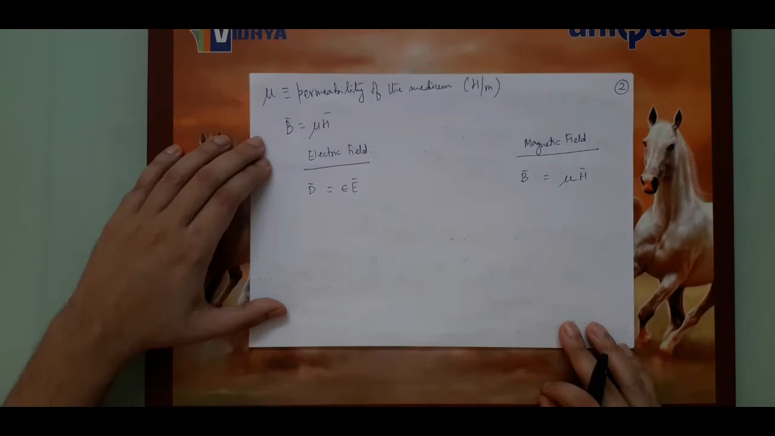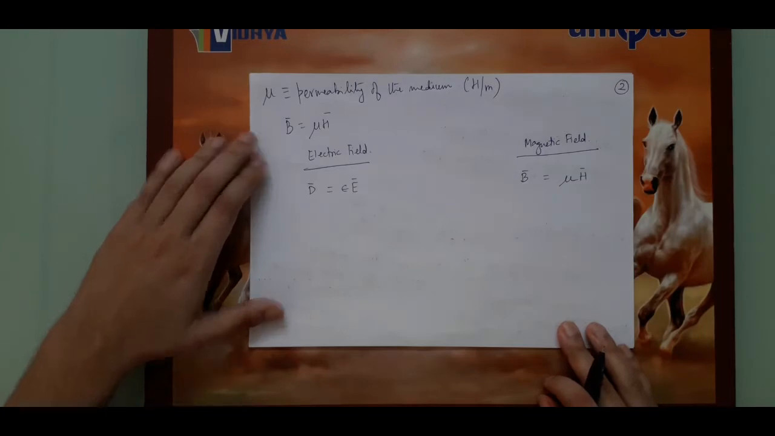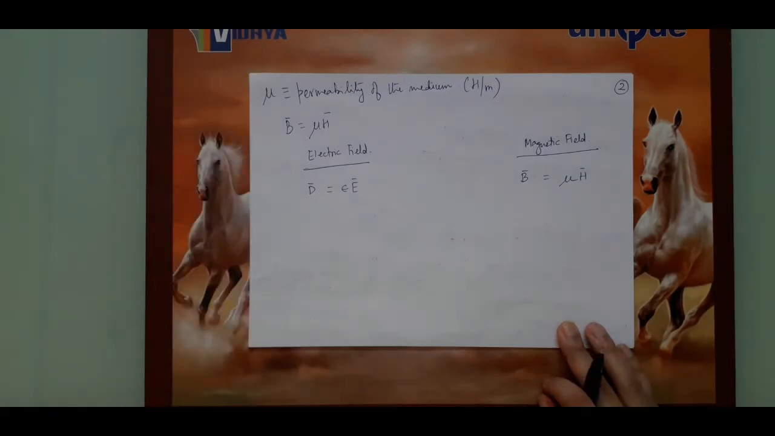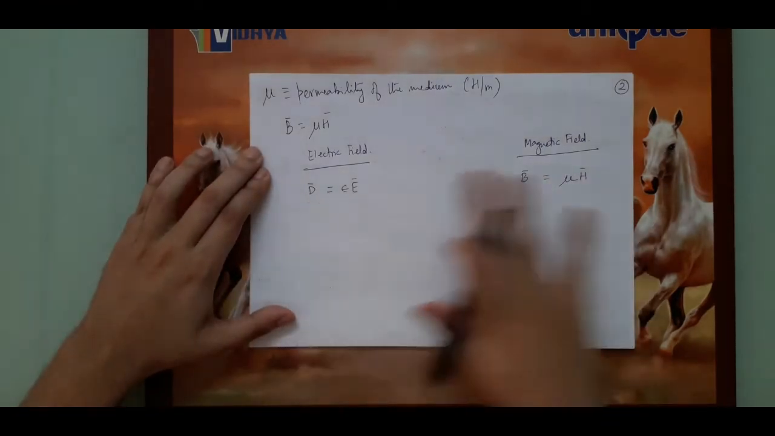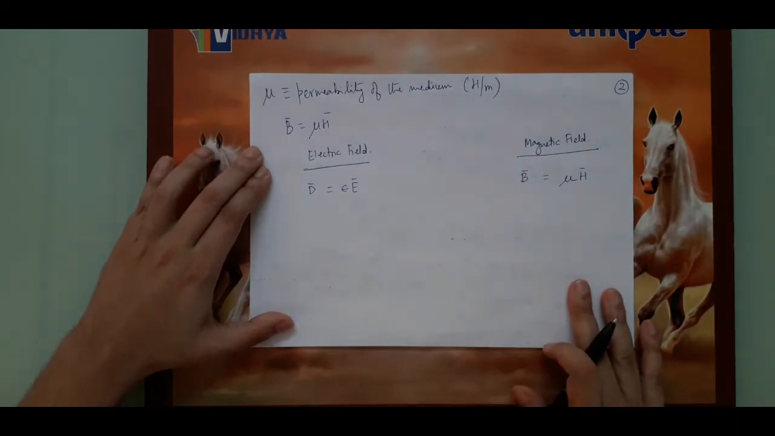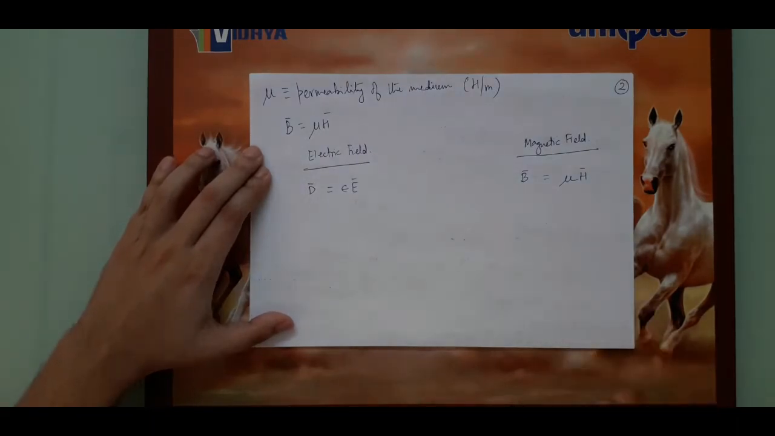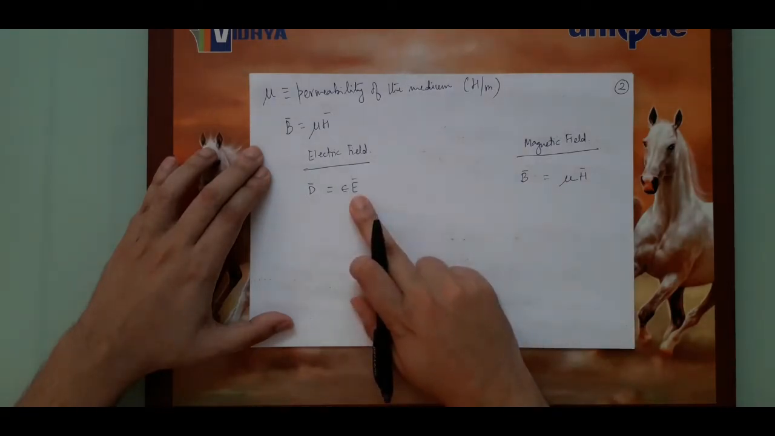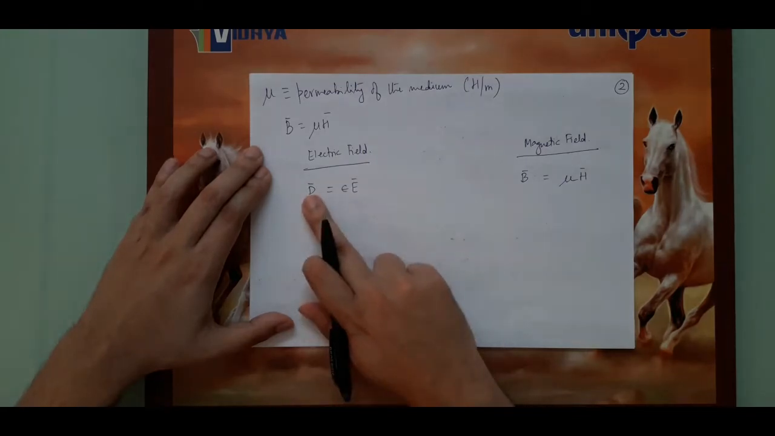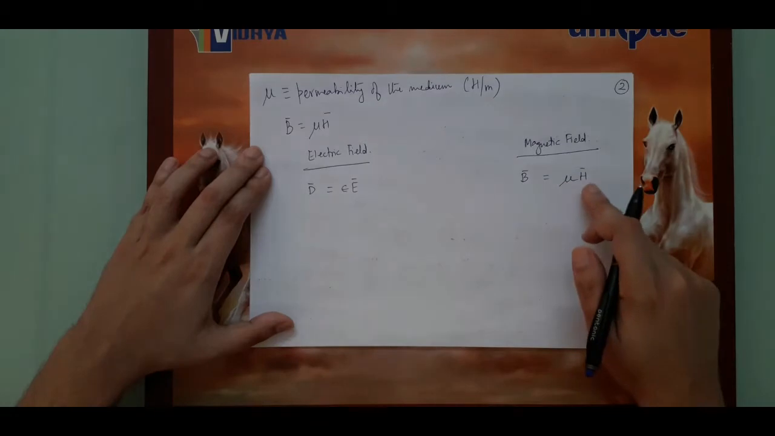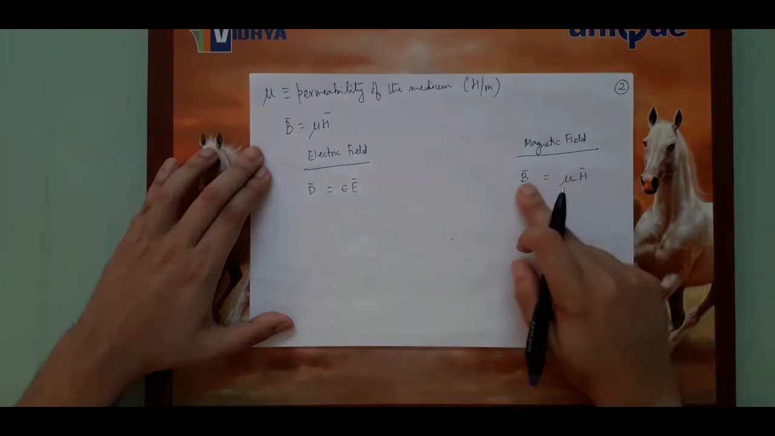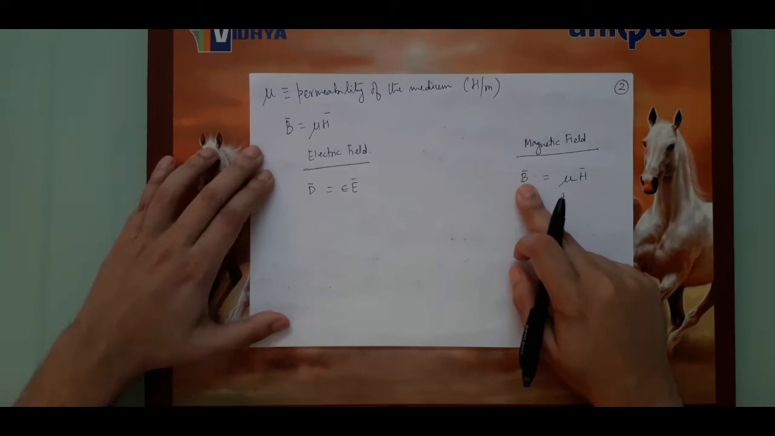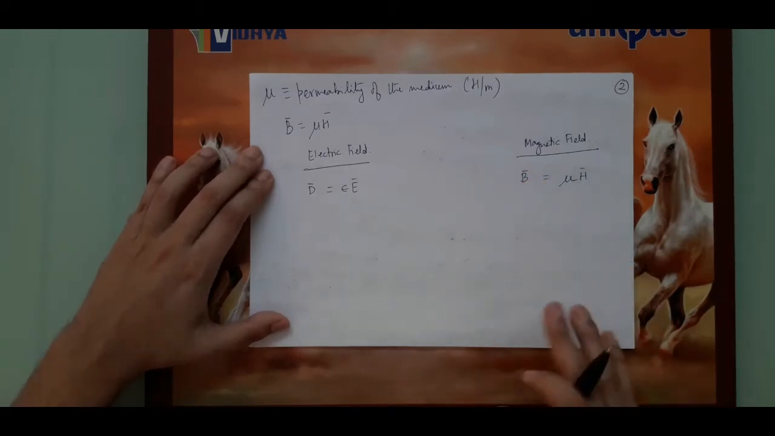So in some sense, we can see that these two relations look very similar. The only difference is the electric field E is dependent on the medium and D is independent of the medium. And here it's the opposite. H is independent of the medium and B is dependent on the medium. So in some sense, B shows you the flux lines in the medium.